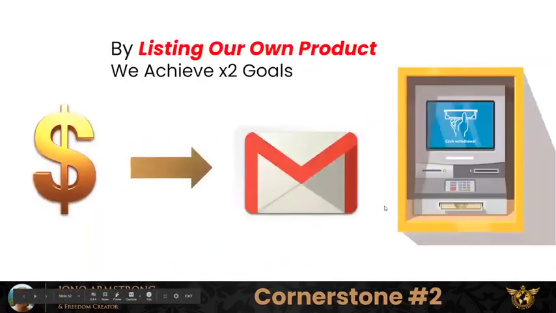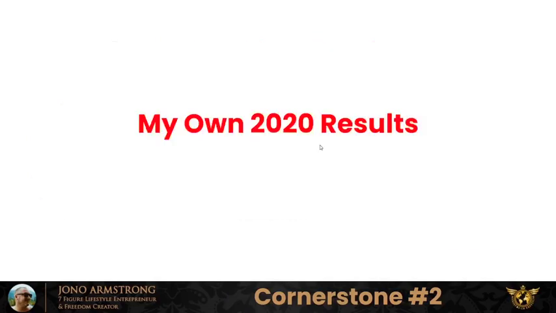That is it. Now, by listing our own product, we're going to achieve two goals. First of all, we're going to make money by selling our own product in the first place. And on top of that, every single person that buys our product automatically gets transferred onto our email list. So it builds up our email list so that then we can go and push buttons and make money, right? And this is going to build up our own ATM machine. Now, I'm just going to show you some of the results that I've got back in 2020.